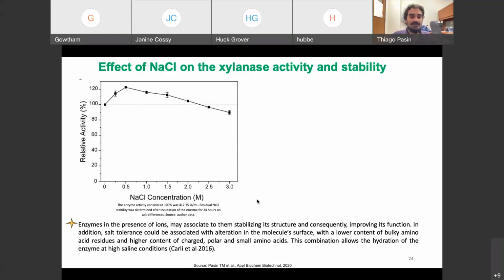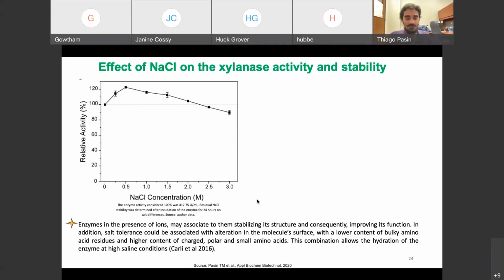So as we can see here, with 0.5 molar of sodium chloride, we had an increase of the activity, and then up to 3 molar of sodium chloride, we have more than 85% of enzymatic activity. So we evaluated the stability here after 24 hours, and then we made the reaction with these same concentrations, okay? So we evaluated the stability and also the reaction. And we have the stability and the reaction pretty good for this enzyme.